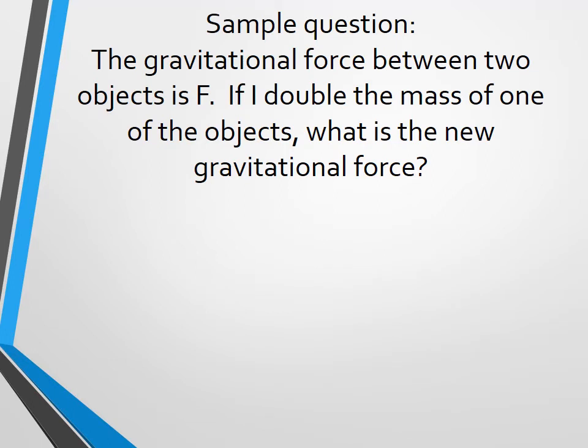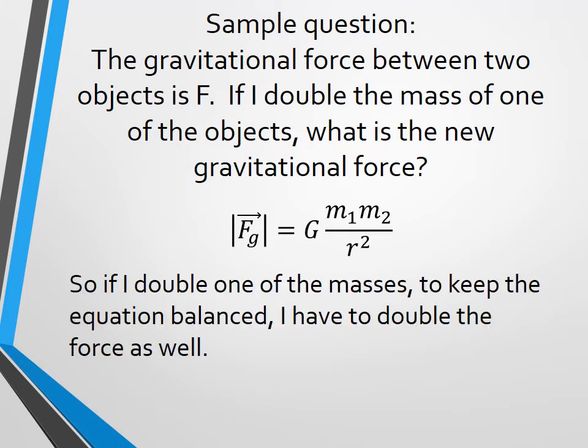So here's a different sample question. This one's more about mathematical reasoning. The gravitational force between two objects is F. If I double the mass of one of the objects, what is the new gravitational force? If we start again with this equation, if I double one of the masses, in order to keep it an equation, I have to do the same thing to both sides, right? That's basic algebra. So if I double one mass on the right, I also have to double the force to keep my equation balanced. So the new force is 2 times that original F.